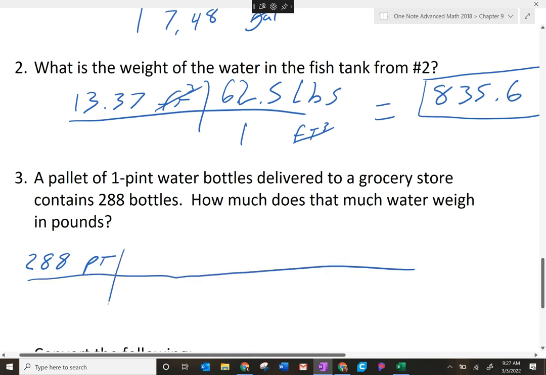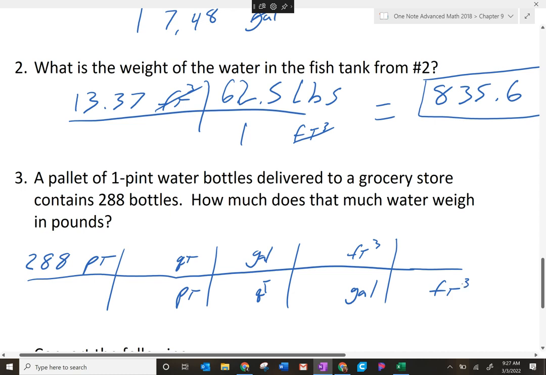I'm just gonna make a giant line here. So I know I can go from pints to quarts. I can go from quarts to gallons. I know I can go from gallons to cubic feet. I know I can go from cubic feet to pounds. Okay, I just did my labels there just so you can see all the steps that I'm doing.